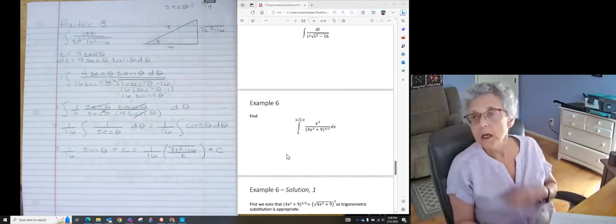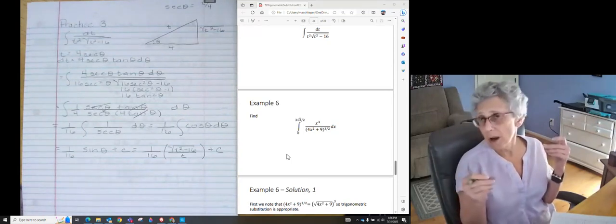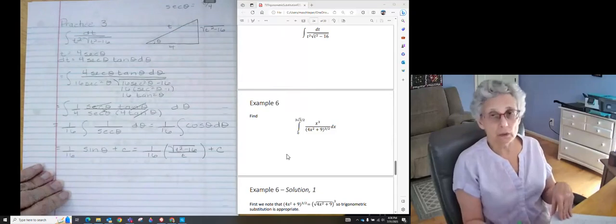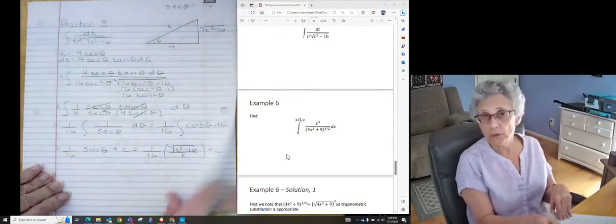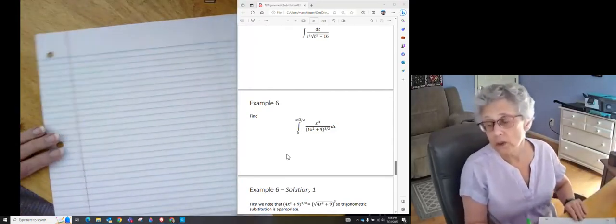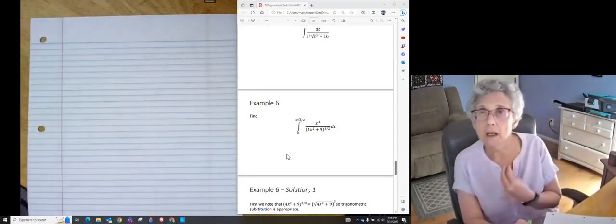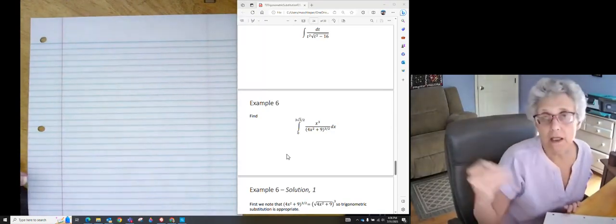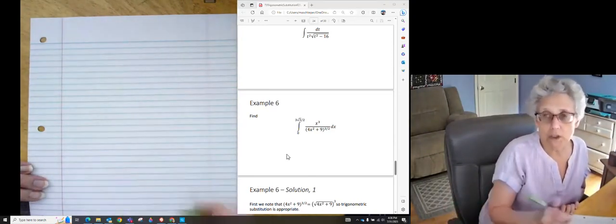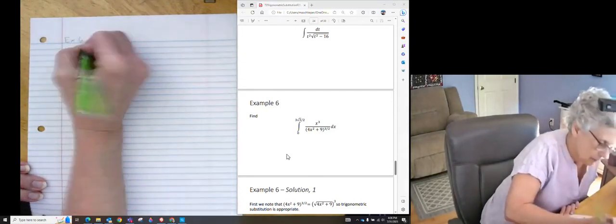Okay, example 6 shows us that we can use this even when it doesn't have a radical in it. So sometimes we have things that we think we could use trig substitution for, and it's not required to have a radical in it in order to use trig substitution. So don't be fooled: if it has a sum or difference of a squared variable and a number, then you can try trig substitution. Let's look at example 6.